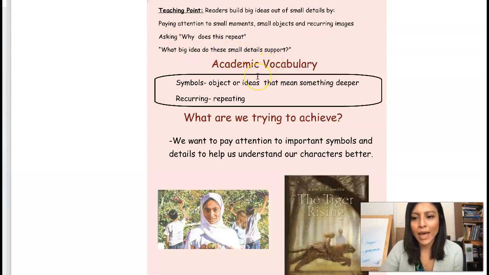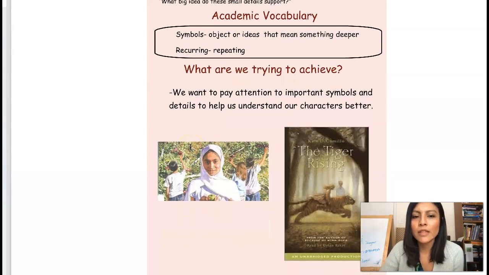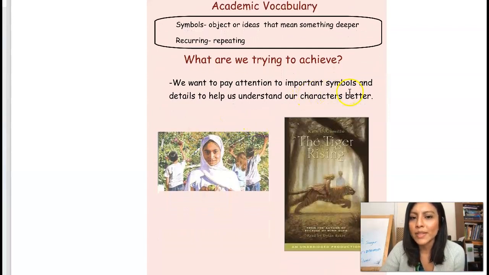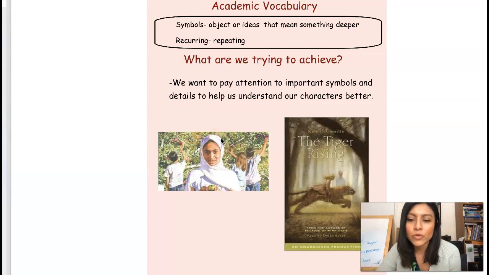So I want to teach you some academic vocabulary. Symbols. Symbols are objects or ideas that mean something deeper. Recurring is something repeating. So what we're trying to achieve in this period is we want to pay attention to important symbols and details to help us understand our characters better. Because when we understand these symbols and these repeating details, we're able to build character theories and we're able to understand the story a little bit deeper.